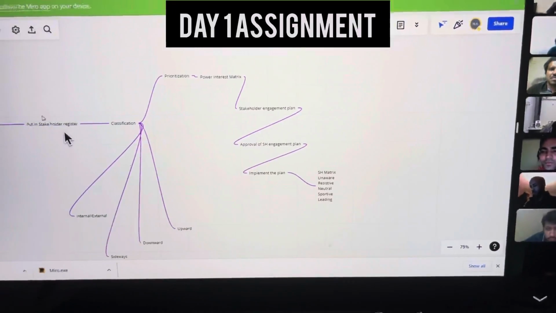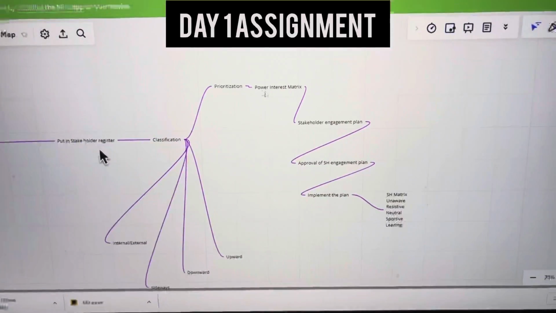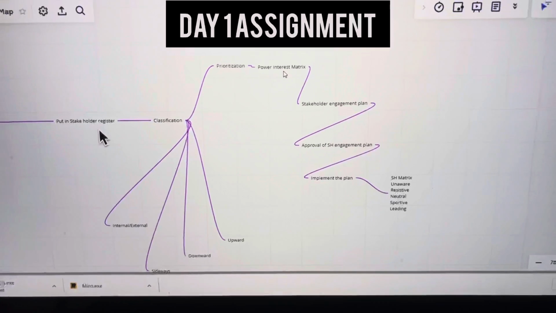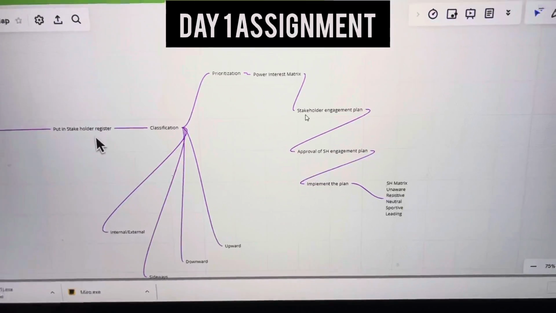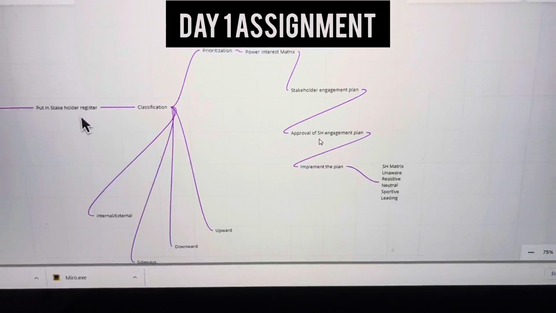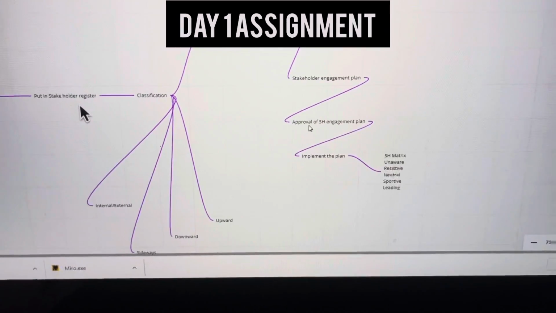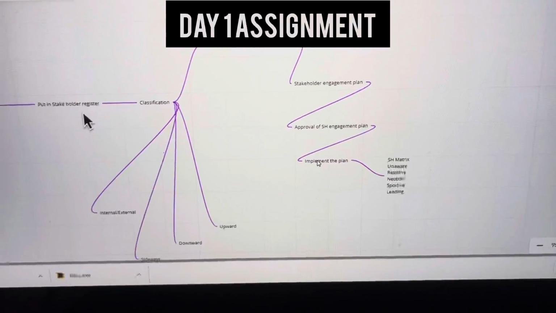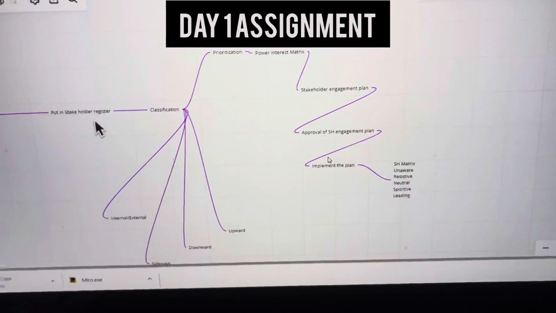Then the prioritization of the classification is done, then the power interest matrix. Then we move towards the stakeholder engagement plan. Here we had a disagreement about whether approval is required or not. Approval is required, and for every plan, approval is required.